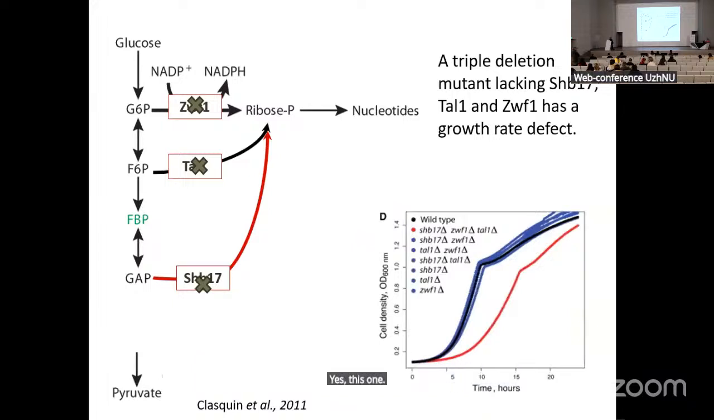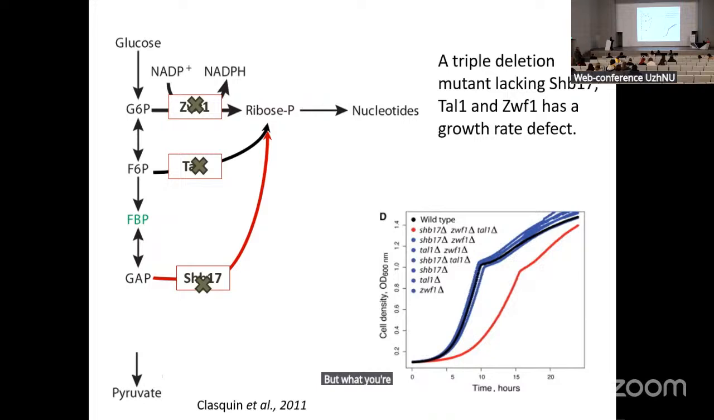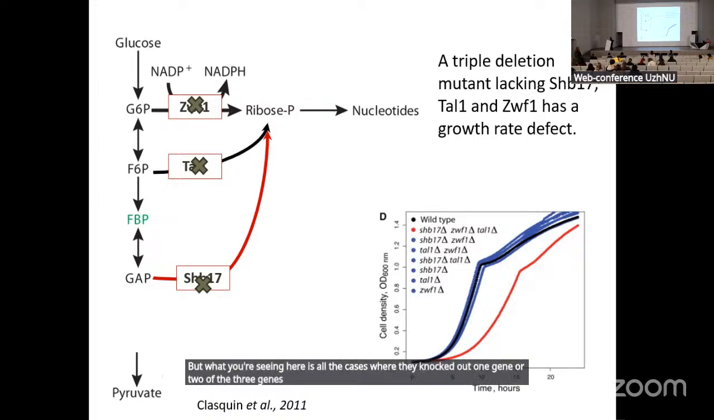Is there any difference if we just knock out the first two genes but not SHIB17? Yeah, so let me be clear. This work was done by Michelle Klaskowin before I got involved, so she's not my student. But what you're seeing here is all the cases where they knocked out one gene or two of the three genes, and those blue lines are on top of the wild type line.